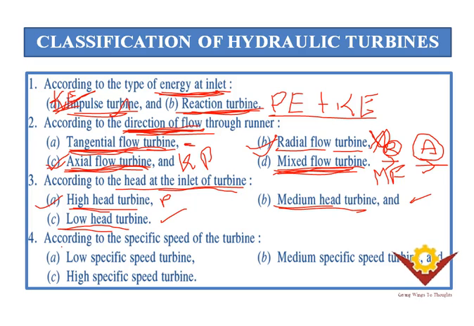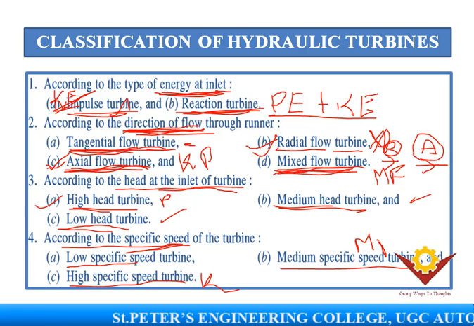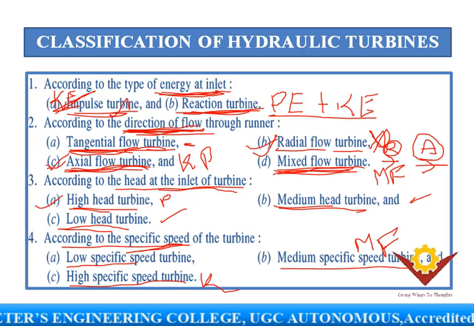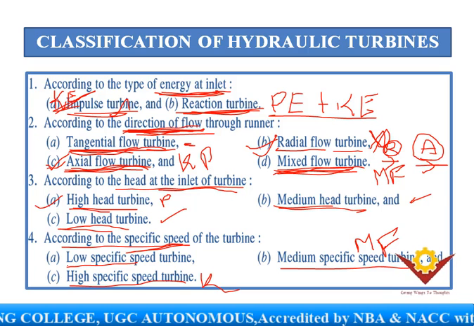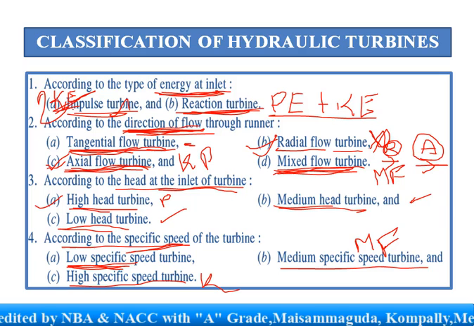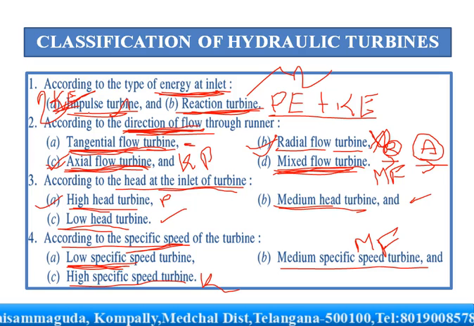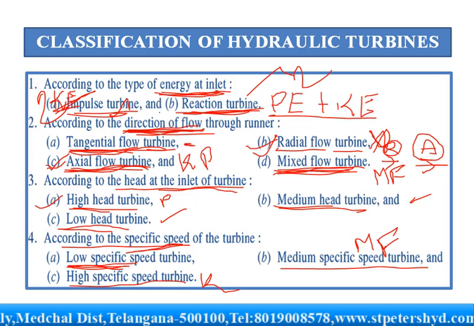Next, according to the specific speeds, impulse turbines have low specific speeds, and reaction turbines have medium or high specific speeds. The best example for high specific speed is the Kaplan turbine, and medium specific speed is the modern Francis turbine. Impulse turbine gives you a low specific speed, because of that you are going to get low efficiency for the impulse turbine and high efficiency for the reaction turbines. So finally, efficiency of impulse turbine is very low when compared to the reaction turbines.